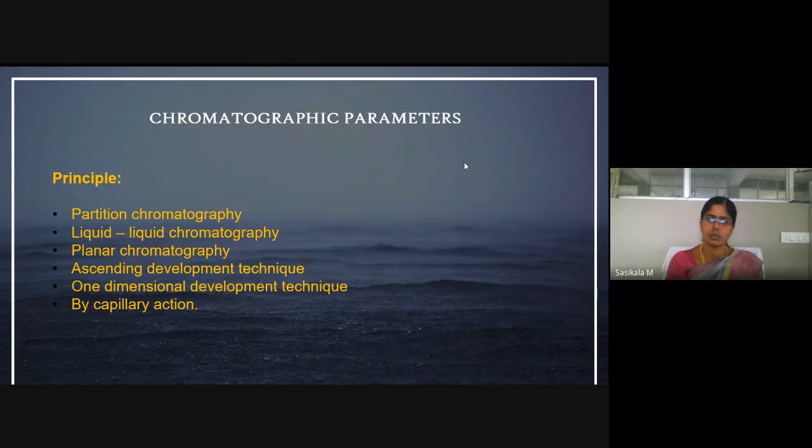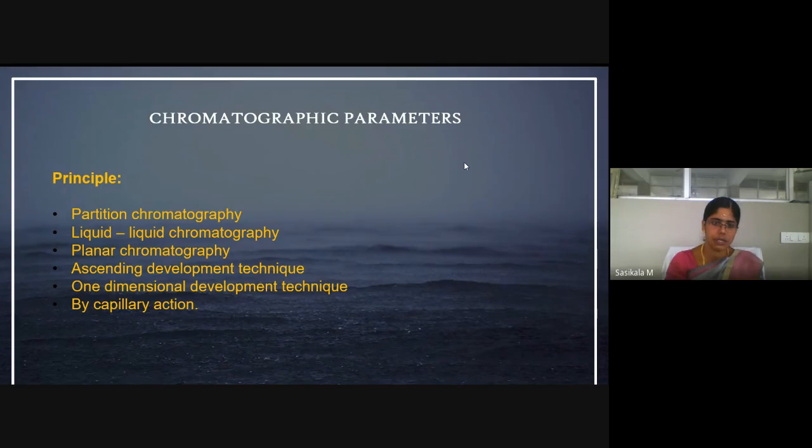So it is liquid chromatography, partition chromatography, and planar chromatography, where separation occurs over a plane surface. Then the ascending development technique; mostly we prefer the ascending development technique. That is, separation occurs away from Earth's gravitational force. If separation occurs against gravitational force, then it is called the ascending development technique. Your sample moves against gravitational force. This is a common technique we will be performing in paper chromatography, so it is mentioned as the ascending development technique.